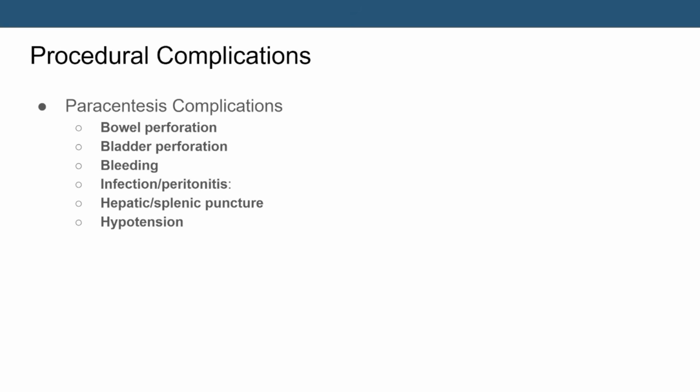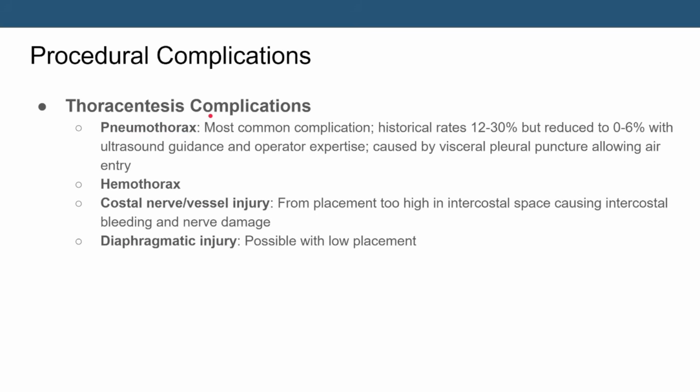Moving on to procedural complications, most surgical procedures are associated with complications that may occur. We will take the most high yield ones and discuss them, and just be familiar with these. Paracentesis complications would be bowel perforation, bladder perforation, bleeding, infection, hepatic rupture or puncture, splenic puncture, hypotension. Thoracentesis complications, the most important and high yield one, is going to be pneumothorax.